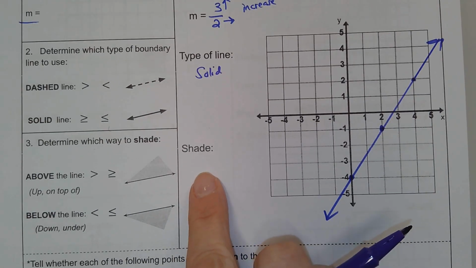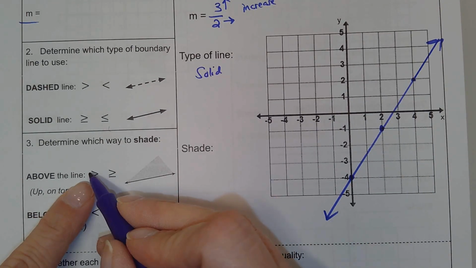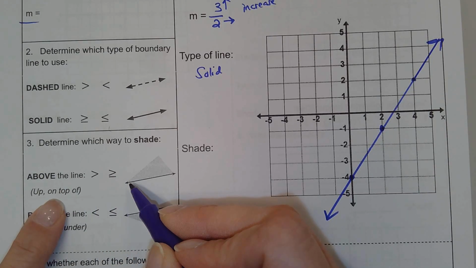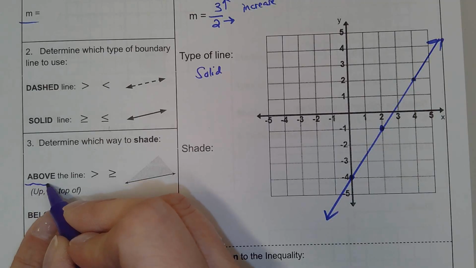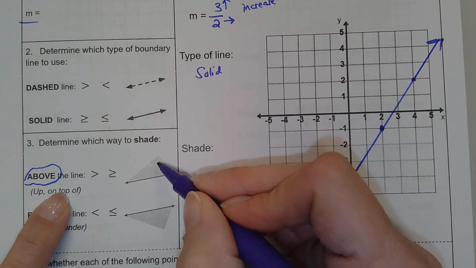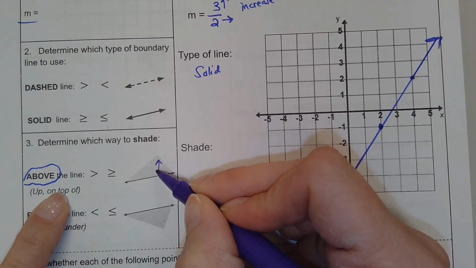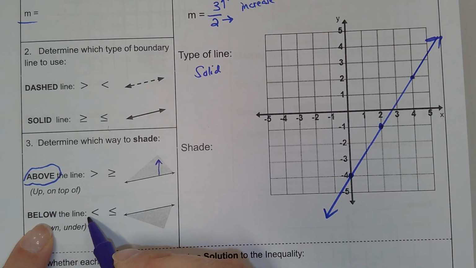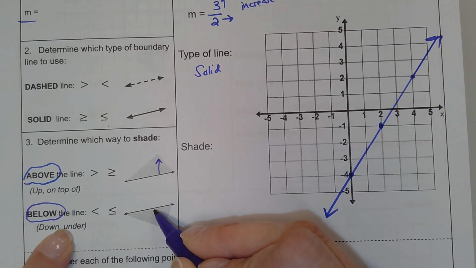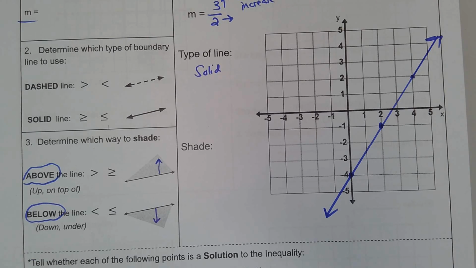Now we're going to see which way to shade. If you have more than or equal, we go up. We go above the line. Along the y-axis, we're going to shade above. But if you have less, then you go down. Below the line means you go under the line.